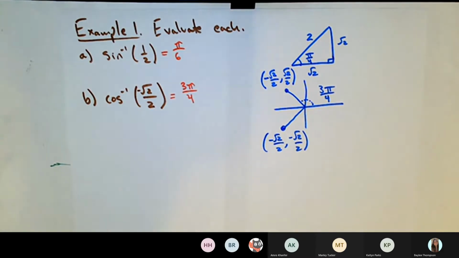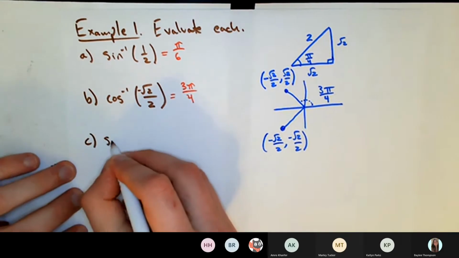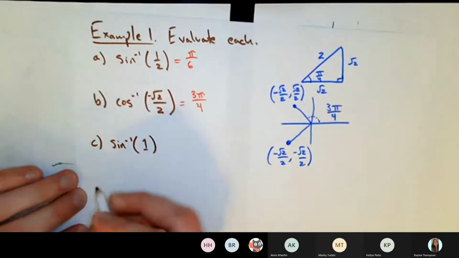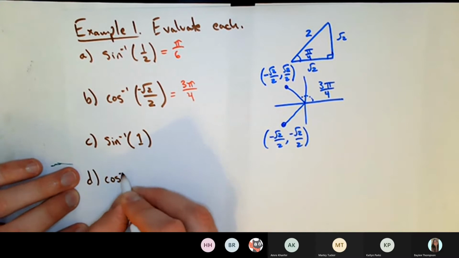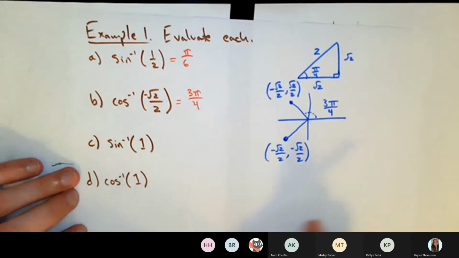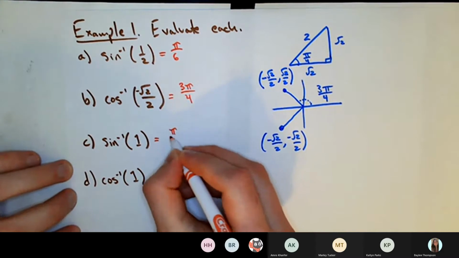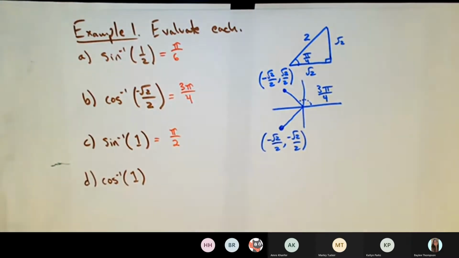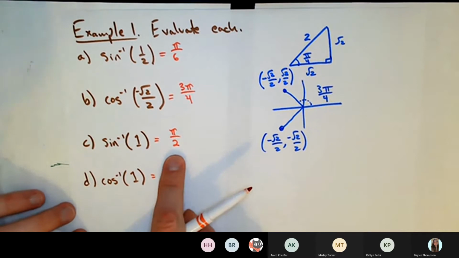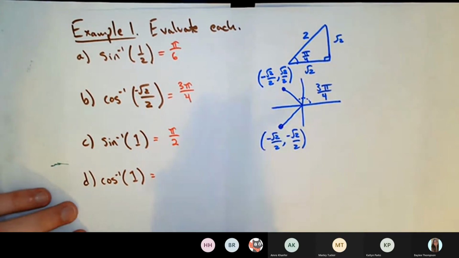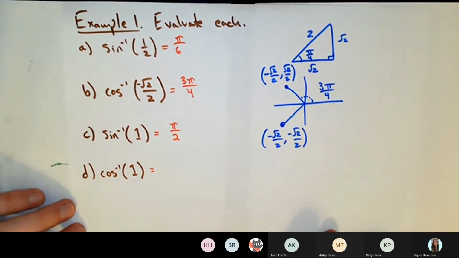Okay, let's try C and D here. Sine inverse of 1. So looking at a unit circle, where is the y value equal to 1? What angle is going to be equal to 1? Well, that's going to be up on the top y-axis, where that angle is 90 degrees or pi on 2. Okay, and that's in the range. Barely, right? It's right at the edge, but it is in the range of sine inverse.